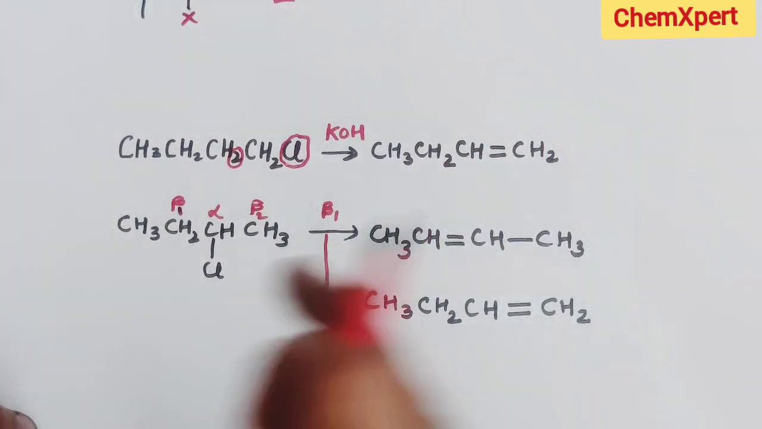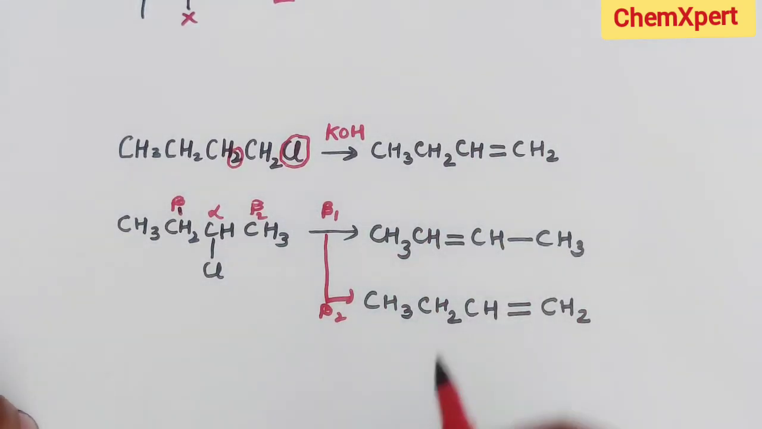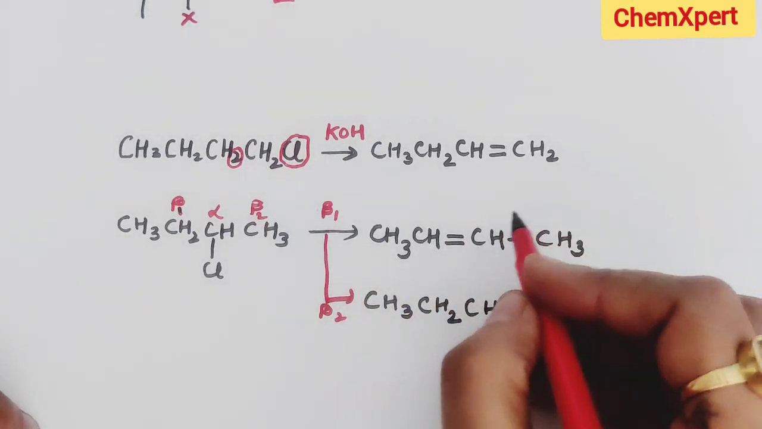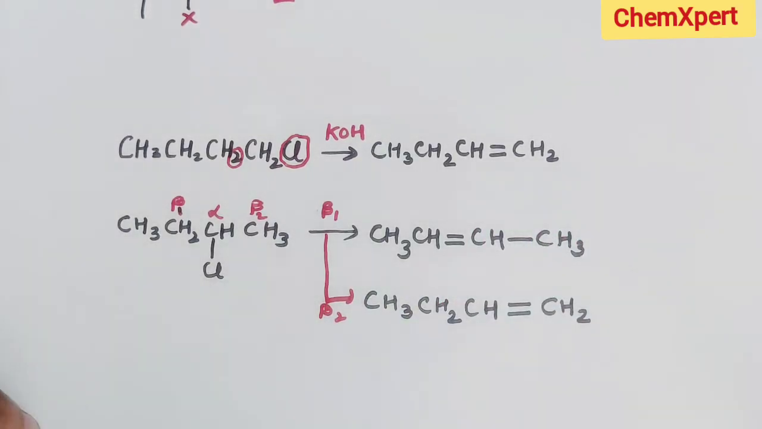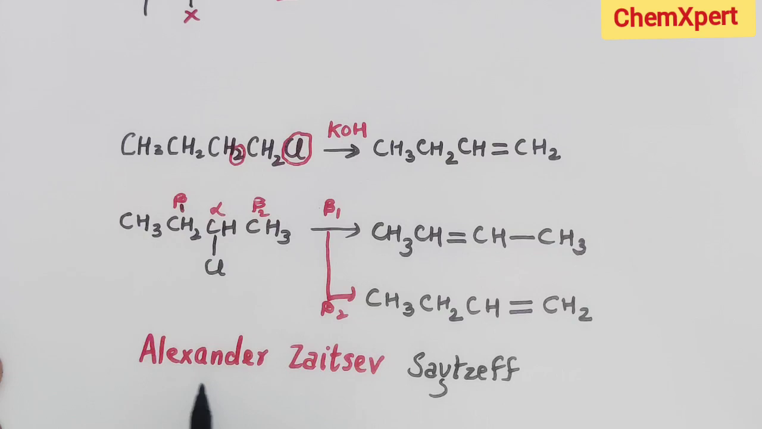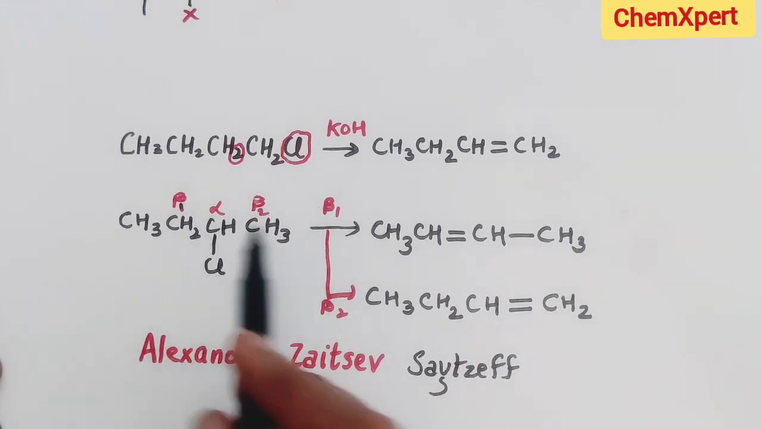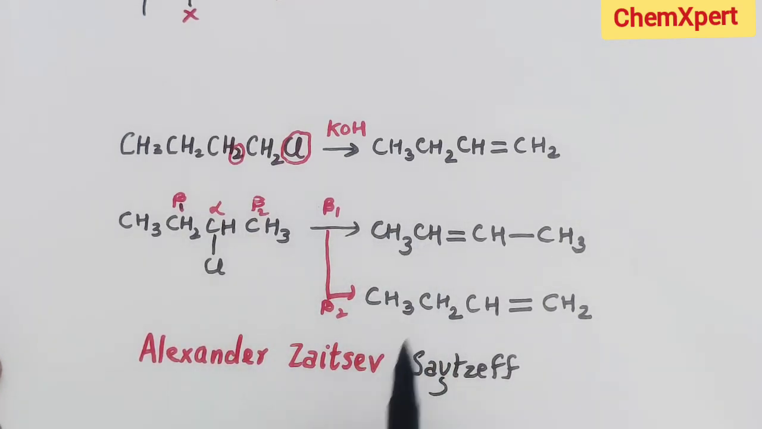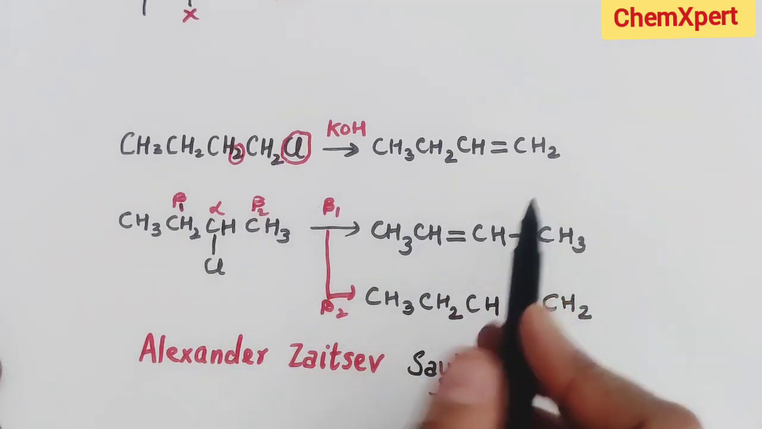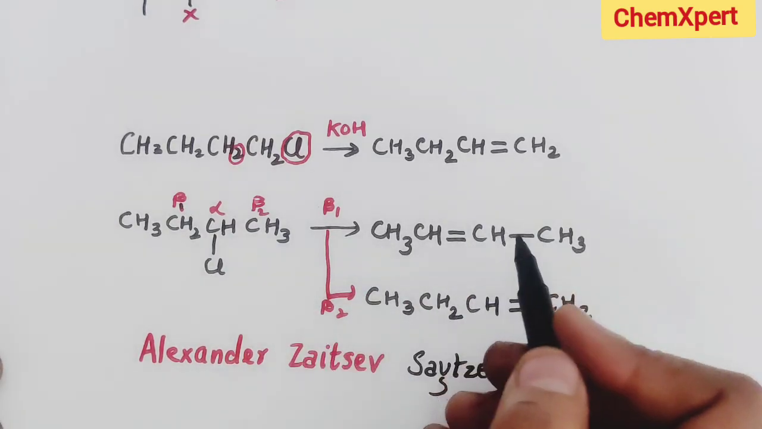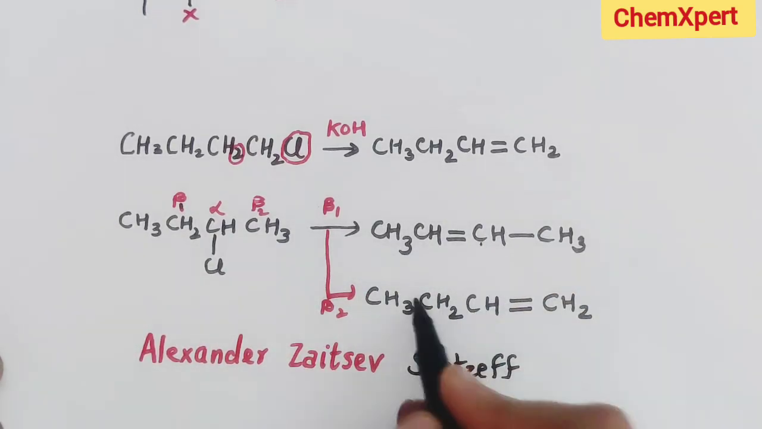So on elimination, the product which is more alkylated will be formed in major amount, and this is given by a scientist, Alexander Zaitsev, and the rule given by him is the Zaitsev rule. According to this rule, the alkene which is formed in major amount is the one which is more alkylated. Now what do you mean by alkylation?